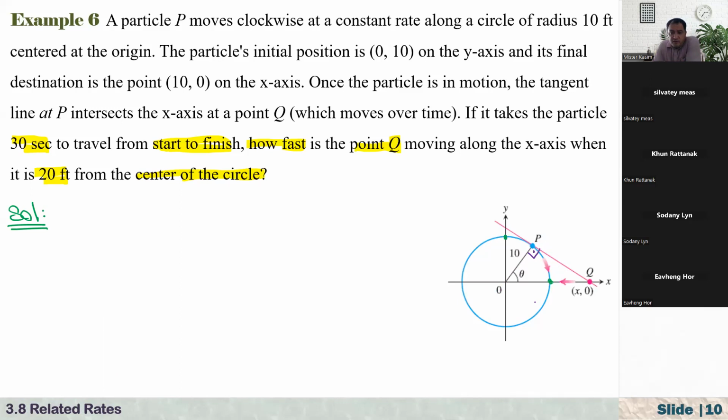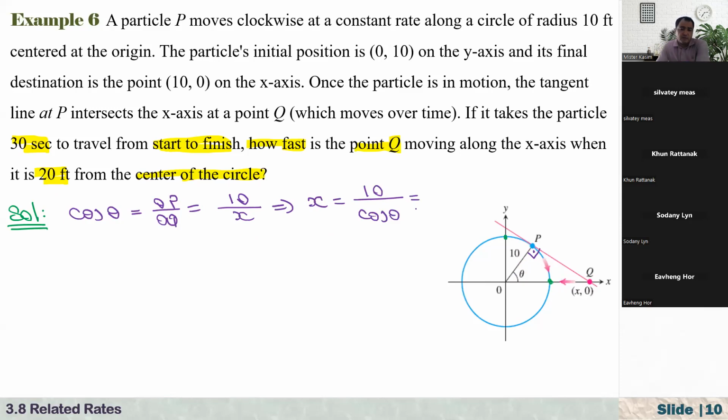Now from here, we can find the relation between OP and OQ. It is adjacent side over hypotenuse, because I know the adjacent side and I know the hypotenuse. That is cosine of theta equals adjacent side, OP, over hypotenuse, OQ. OP is constant, it's not changing. What is changing here? OQ. Let's say OQ is x. So from here, we can find x in terms of theta. x is equal to 10 over cosine of theta.